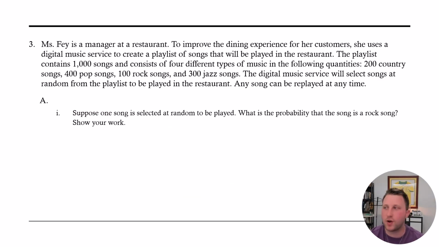On to question number 3, and this time we're looking at songs being played at a restaurant, sort of at random, and they tell us there's 1,000 songs that you could choose from, and again, they're going to be randomly played, and they split those songs up by genre, so we know that there's 200 country songs, 400 pop songs, 100 rock songs, and 300 jazz songs.